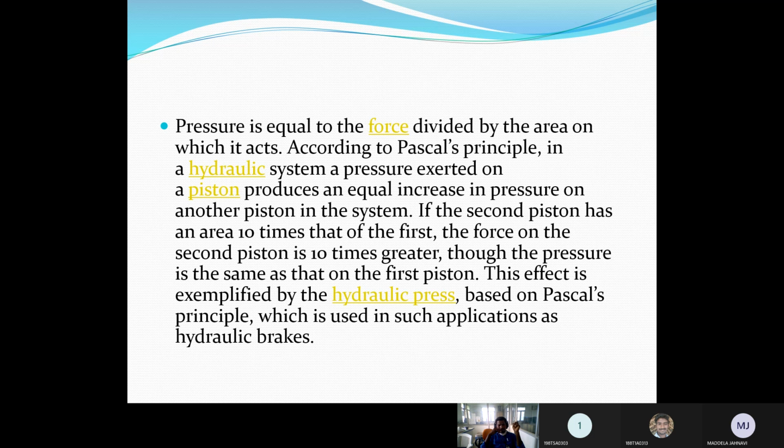According to Pascal's principle, in a hydraulic system, pressure exerted on a piston produces an equal increase in pressure on the other piston in the system. If the second piston has an area 10 times that of the first, the force on the second piston is 10 times greater, though the pressure is the same as that on the first piston. This effect is exemplified by the hydraulic press based on Pascal's principle, which is used in such applications as hydraulic brakes.